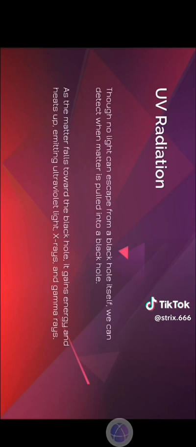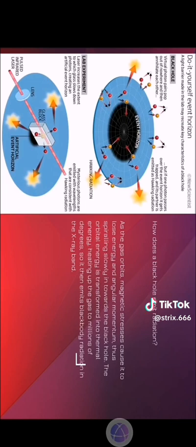Another report that I'm going to share is the UV radiation. Though no light can escape from the black hole itself, we can detect the matter that is pulled into the black hole. As the matter falls toward the black hole, it gains energy and heats up, emitting ultraviolet rays, X-rays, and gamma rays. So how does a black hole emit radiation?